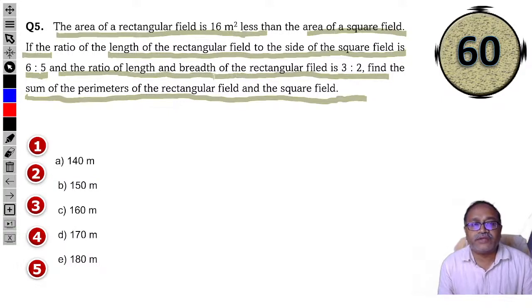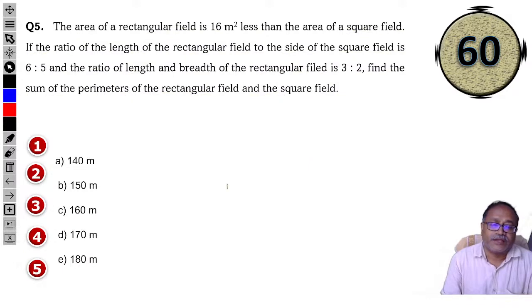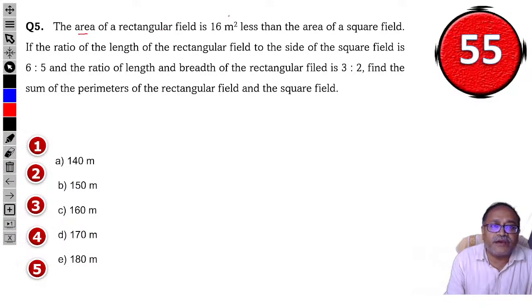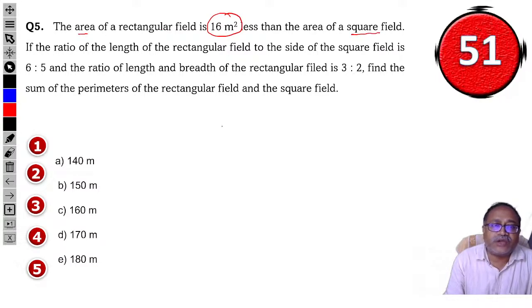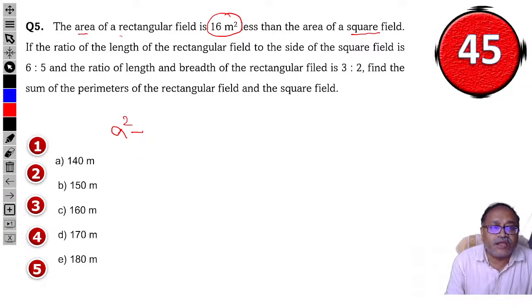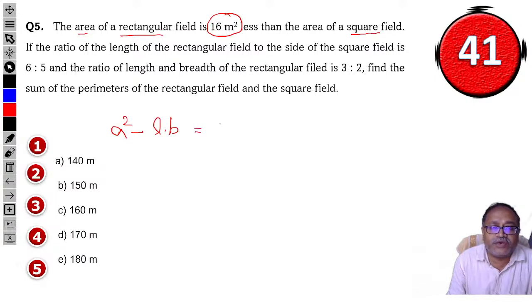A beautiful question. A little bit of logic to understand. Now your time starts now. What is given over here? Area of the rectangular field is this much less than the area of the square field. So area of the square field is A square. A square minus the area of the rectangular field, that is L into B, is given to us as 16.